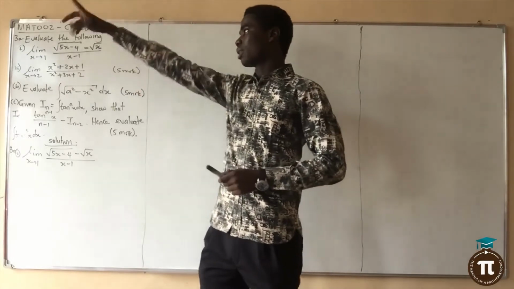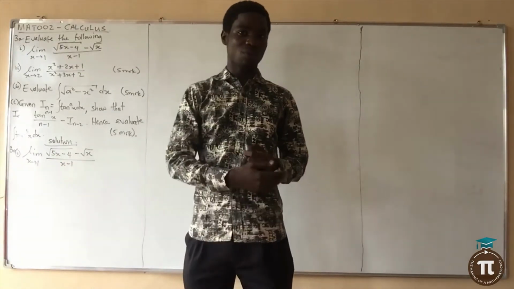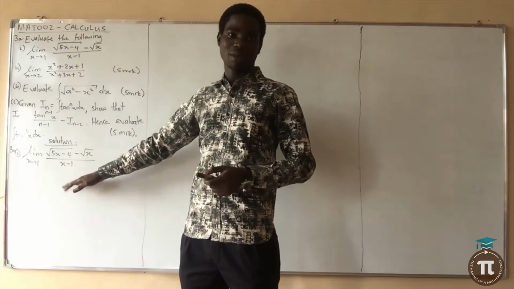So let's look at how we are going to be solving this problem one after the other. Now, the first one, limit as x goes to 1 of square root of 5x minus 4 minus square root of x, divided by x minus 1.